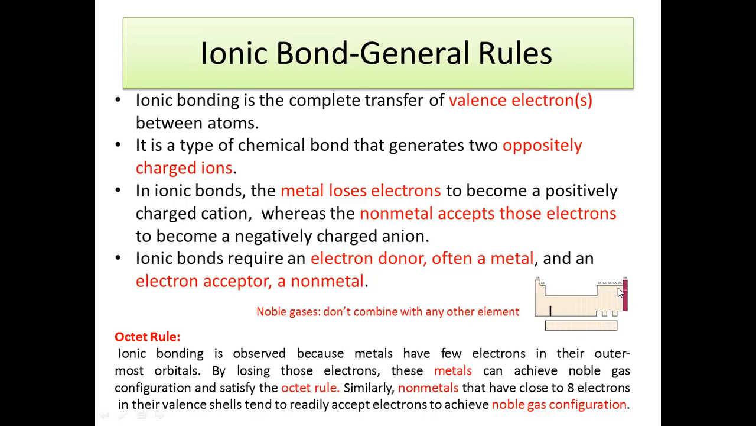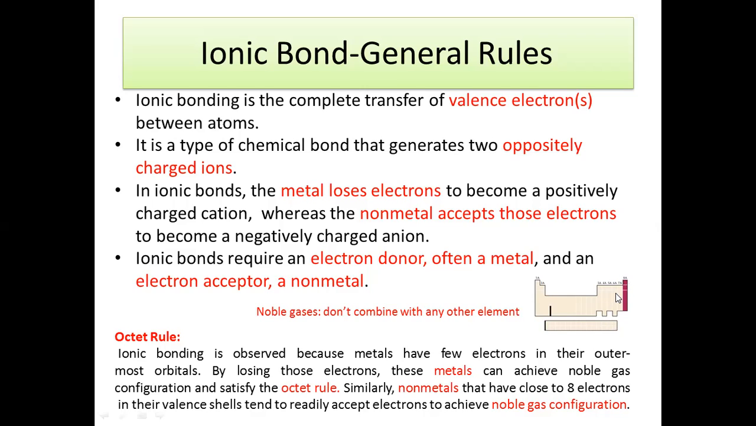So if you look at the 8A group, all the noble gases present in the 8A group must have 8 electrons in their outer shell, and that's why they follow the octet rule. So you must consider only the valence shell, not the other shells. The outer shell is called the valence shell, and there must be 8 electrons in it. This is called the octet rule.